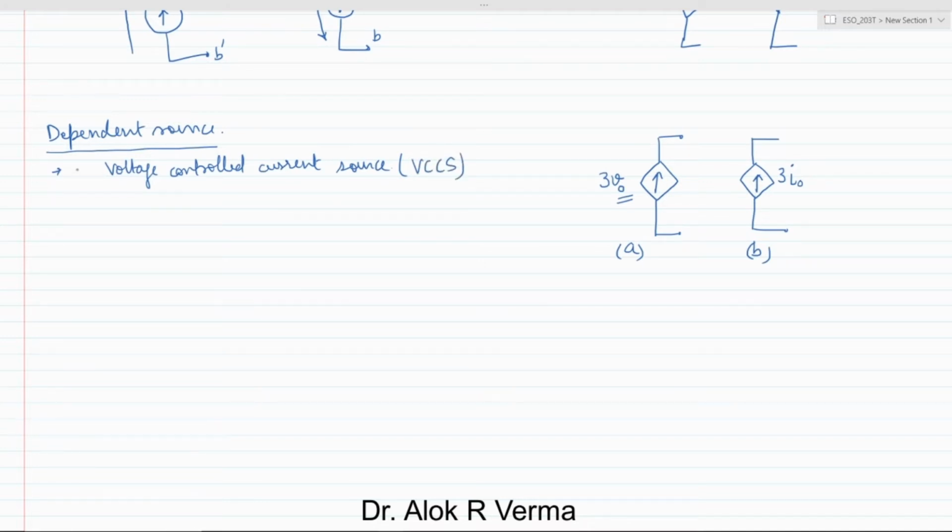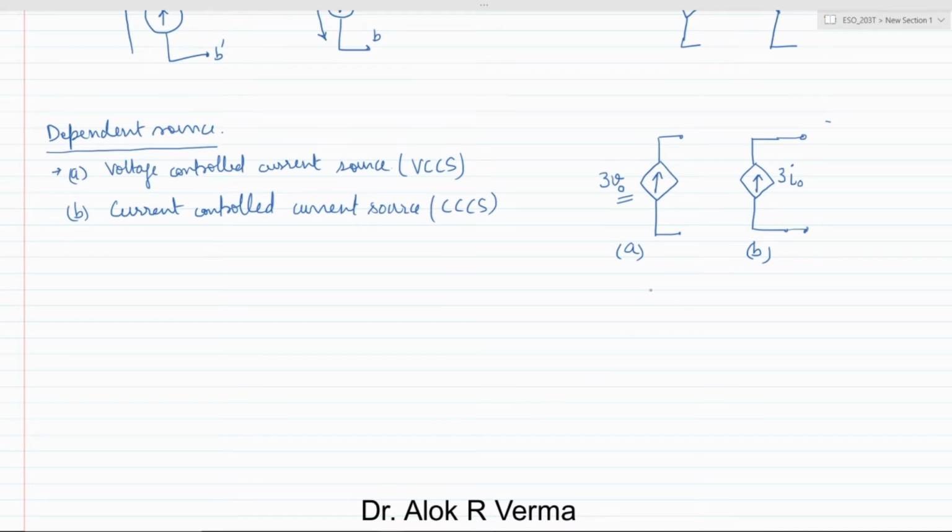Then what about B? B is basically the current source which is controlled by a current of another element, which is I naught. So another circuit can be connected between these two terminals, with some current I naught of the other element. So this can be written as current controlled current source. In short, CCCS.